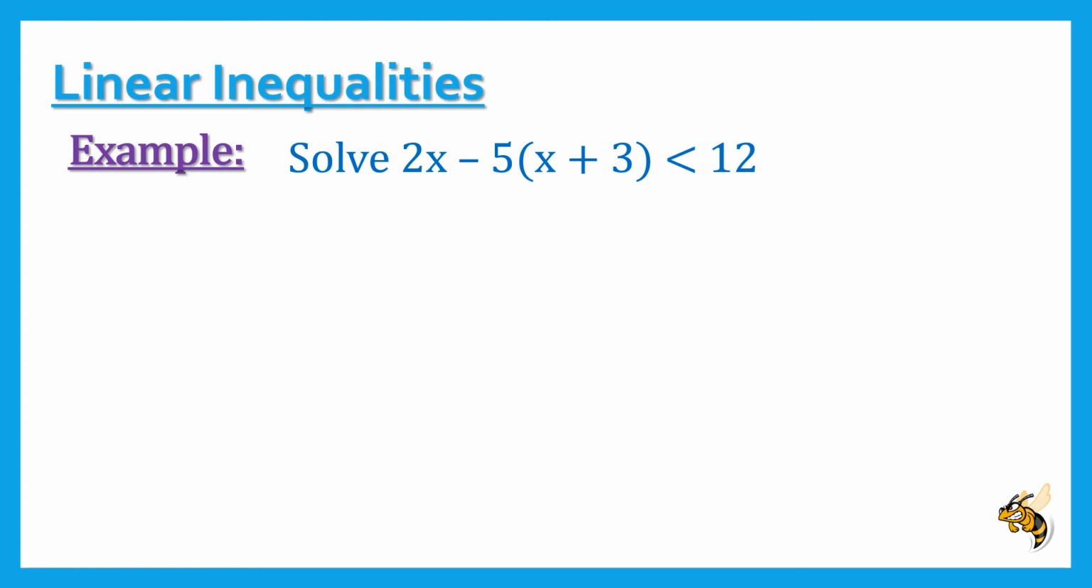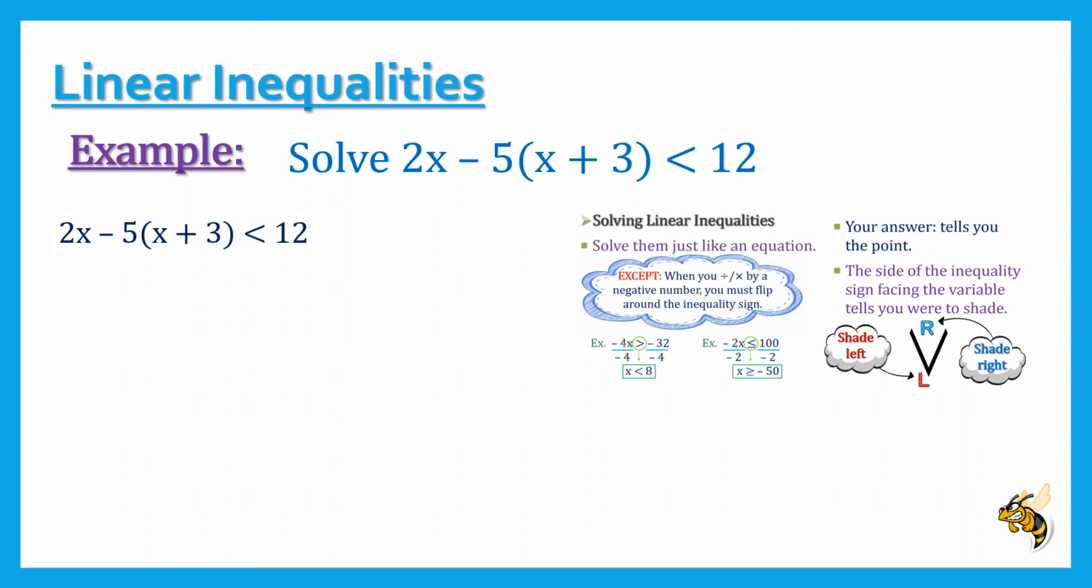Solve 2x minus 5, open parentheses x plus 3, close parentheses, less than 12. Let's bring the rules again. The first thing I want to do is distribute that negative 5 to everything inside the parentheses. So now we're going to have 2x minus 5x minus 15 less than 12.